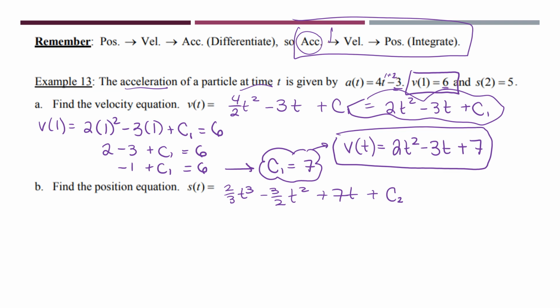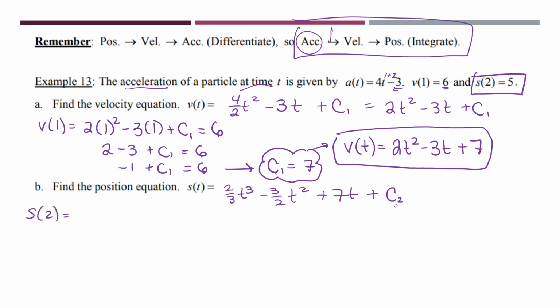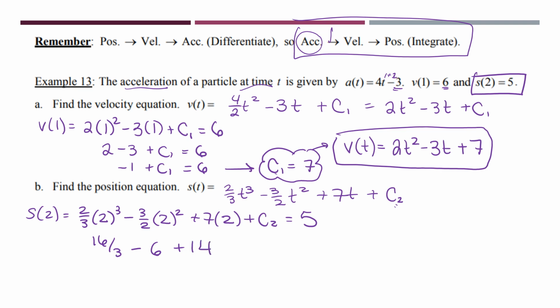All right, because these two C's are two different variables. Then we're given a different set of initial conditions. We're set if t equals 2, then our position is 5. And all we have to do here is solve for that variable C2. Okay, so this is going to give us 16 divided by 3 minus 6 plus 14 equals 5.